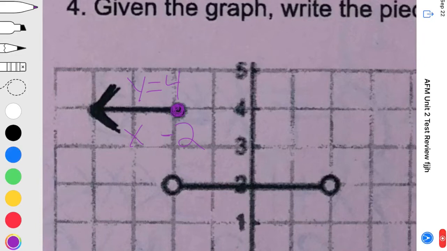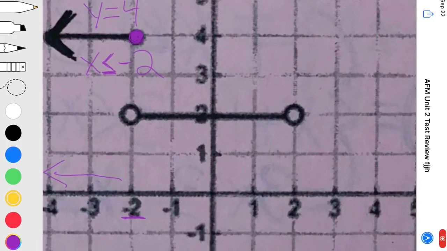It can equal, because there's a closed dot when x is negative 2. So we have "or equal to." Now my x values can be less than negative 2, not greater than negative 2. So x is less than or equal to negative 2 for step 1. All right, for step 2.